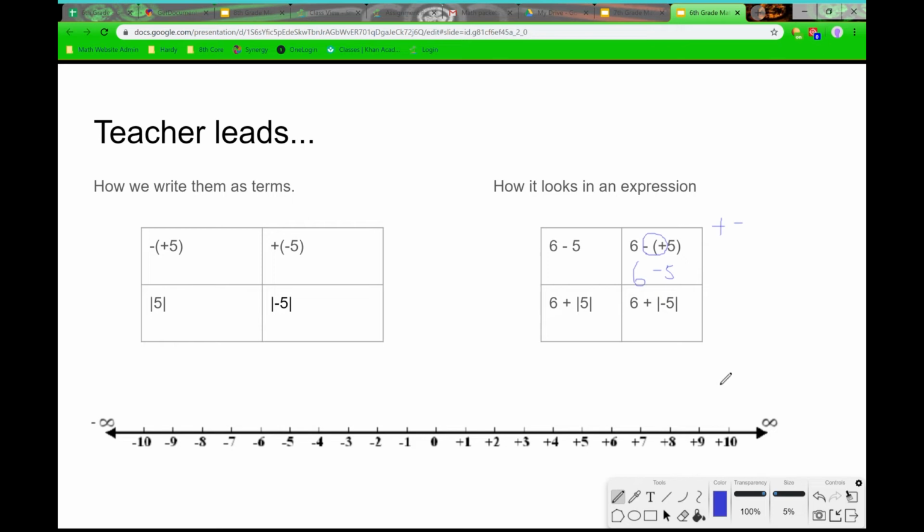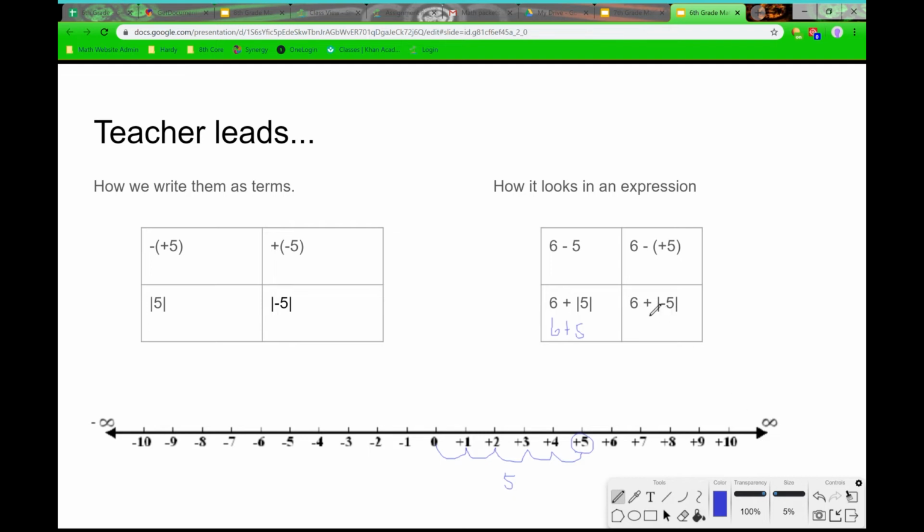So let's see what happens with the absolute value symbol. We start out with this one, we circle that 5, and we count up the number of spaces. 1, 2, 3, 4, 5. I know the absolute value of 5 is 5 spaces. So I can say that this one is just 6 plus 5. Well, 6 plus 5 is, of course, 11.